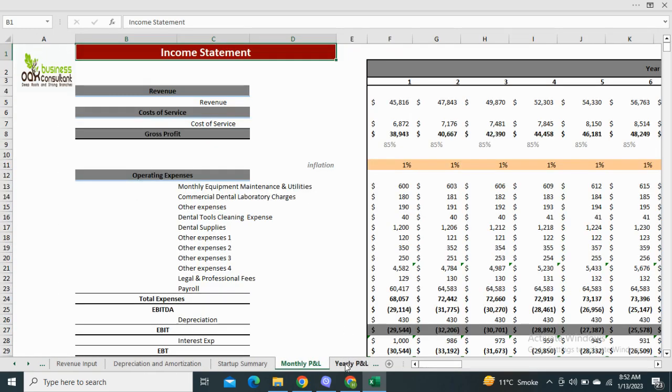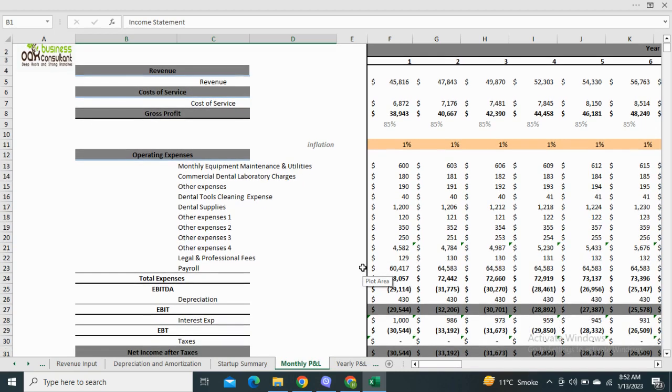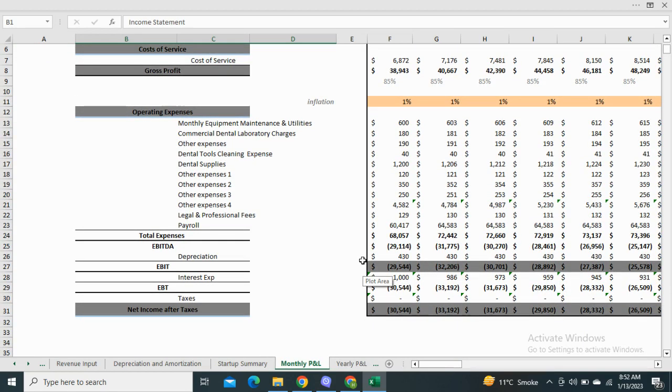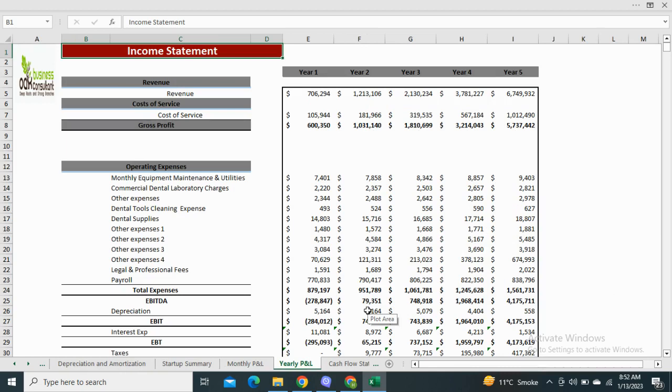Moving on to the monthly profit and loss statement, it shows the revenue, cost of services, and the net income before and after taxes. This Excel file also includes the yearly profit and loss statement.